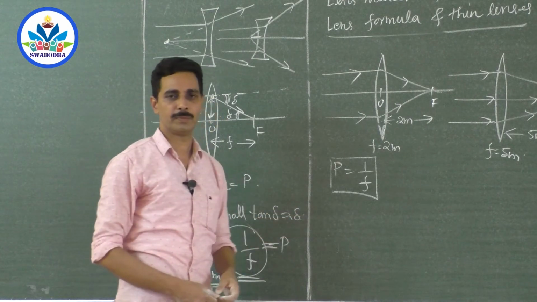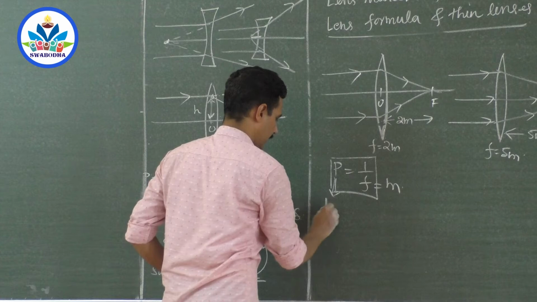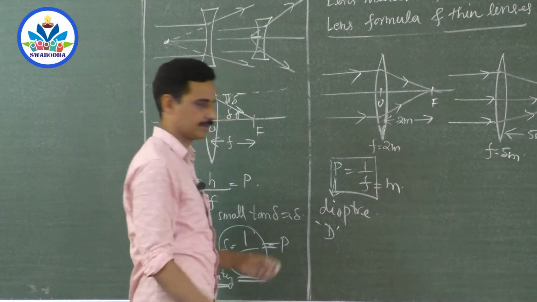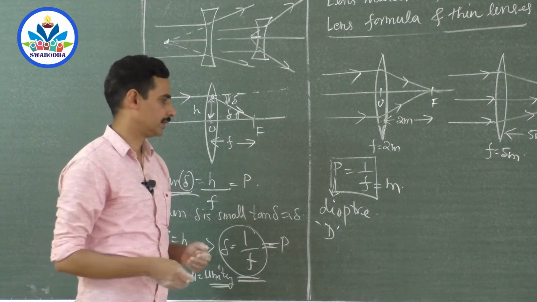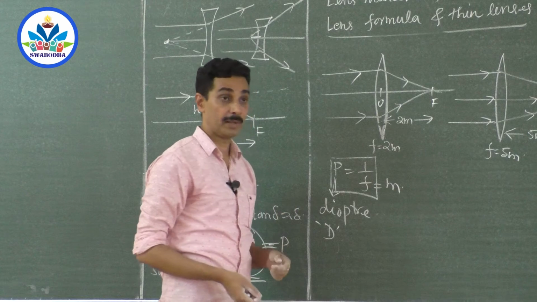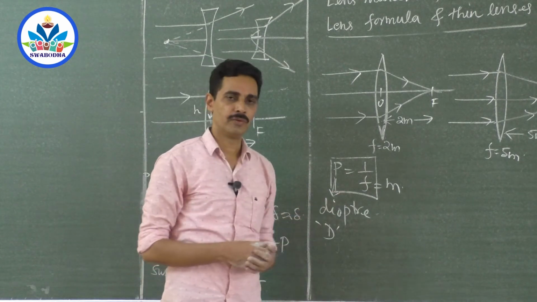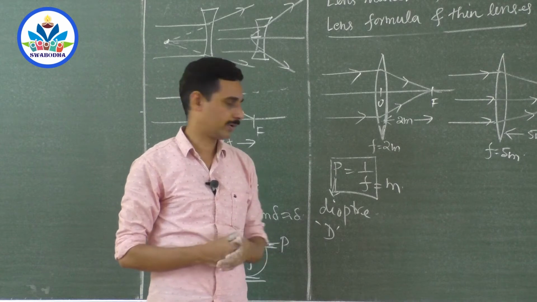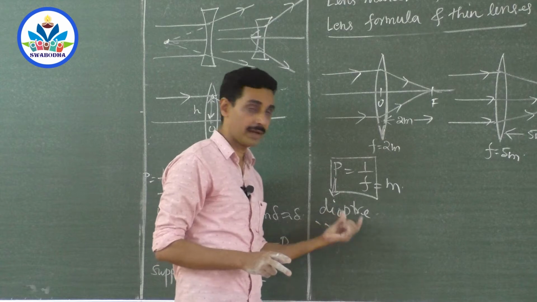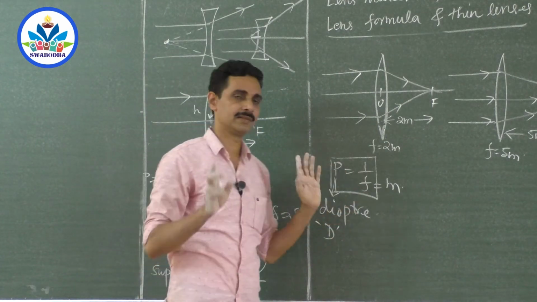Now, sir, what is the SI unit of power? Suppose focal length is in meter, then power will be in diopter. Diopter, D, name of the scientist. Power is in diopter if focal length is in meter. Here there is more chance of going wrong. Sometimes they will say focal length of the lens is 20 centimeter. What is its power? We will write 20 centimeter and calculate the power. Of course, that is not wrong, but giving diopter is wrong. Diopter unit will be given for the power only when focal length is in meters.